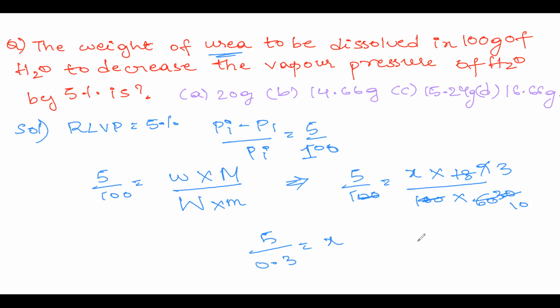So 5 divided by 0.3, 16.66. X is equal to 16.66 grams. That is fourth option. So I hope it is clear now.